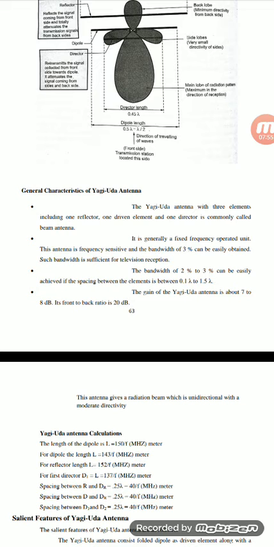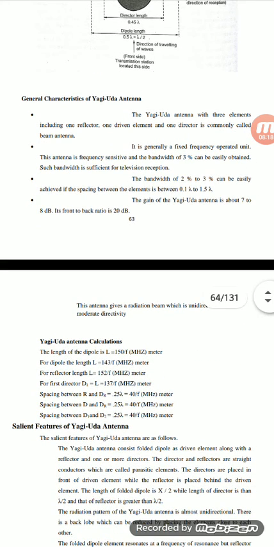Next, the Yagi-Uda antenna. Nowadays, the Yagi-Uda antenna is most important. This Yagi-Uda antenna with three elements, including one reflector, one driven element and one director, is commonly called a beam antenna. This Yagi-Uda antenna is calculated by the length of the dipole L.